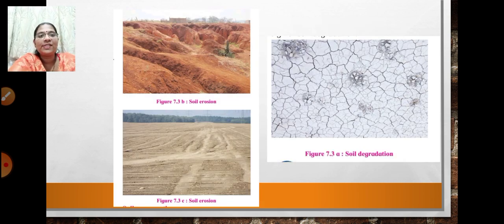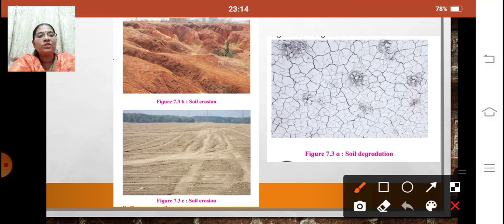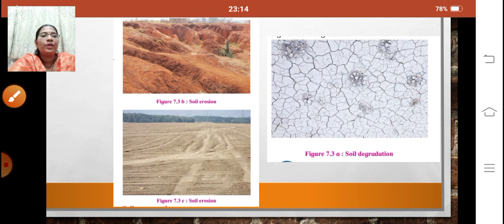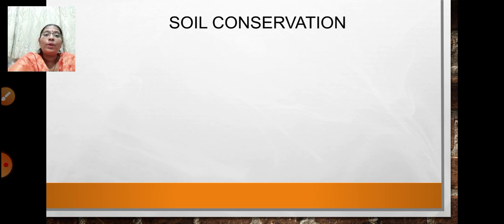Over here we can see a picture. You can see, this is soil erosion, this is also soil erosion. You can see the water, the layer of soil has been removed. And this is soil degradation, where the quality of the soil is poor because of many reasons like excessive use of chemical fertilizers, insecticides, pesticides, etc. So that is soil degradation and soil erosion. Now, how are we going to stop soil erosion and soil degradation? Through soil conservation. Let's see what it is.